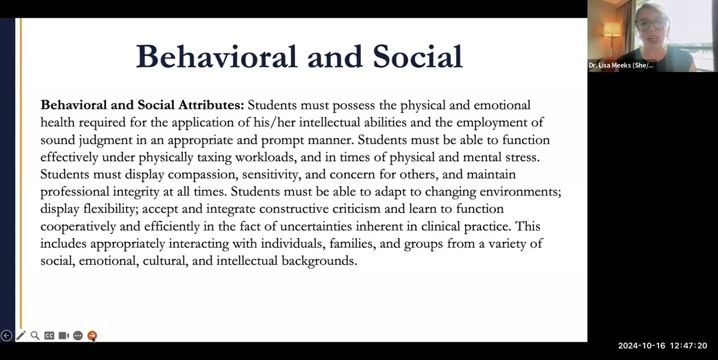Students must be able to adapt to changing environments, display flexibility, accept and integrate constructive criticism, and learn to function cooperatively and effectively in the face of uncertainties inherent in clinical practice. This includes appropriately interacting with individuals, families, and groups from a variety of social, emotional, cultural, and intellectual backgrounds.